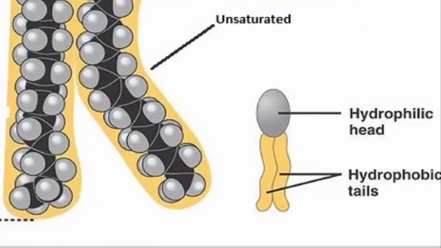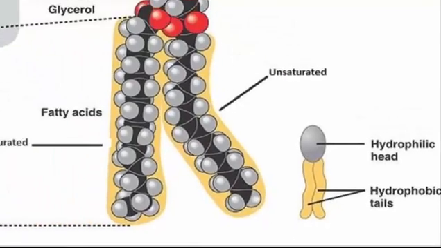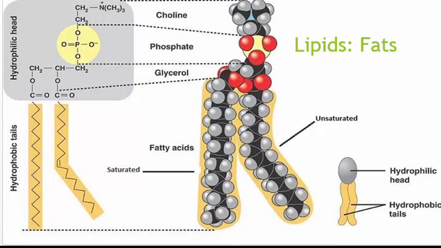The head is hydrophilic in nature. It loves water, chemically speaking, and the tails are hydrophobic. They hate it and band together to shield themselves from it. Lipids make up cellular membranes and are considered long-term storage molecules.